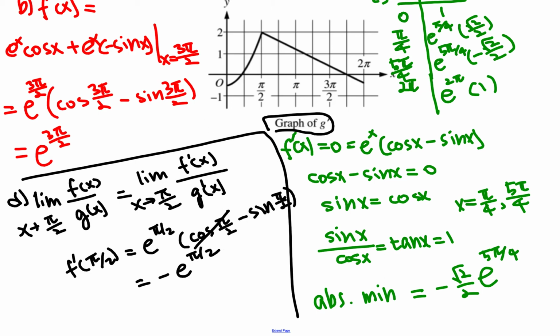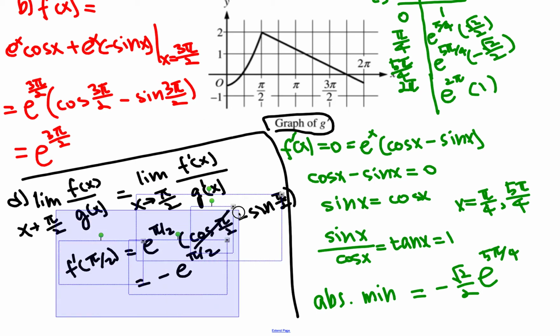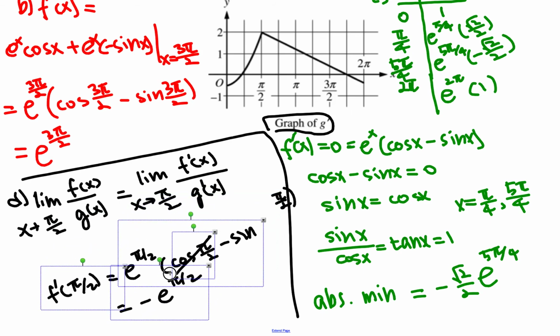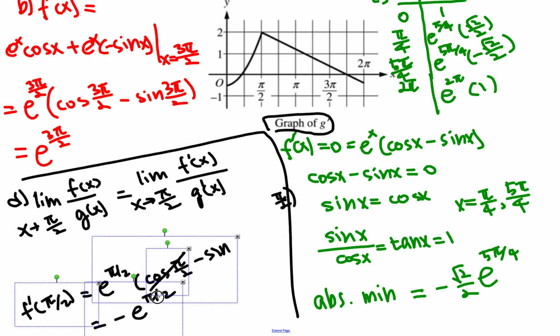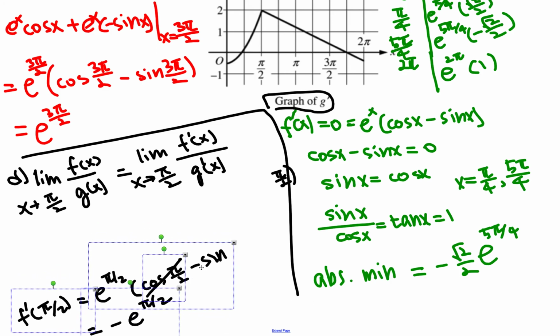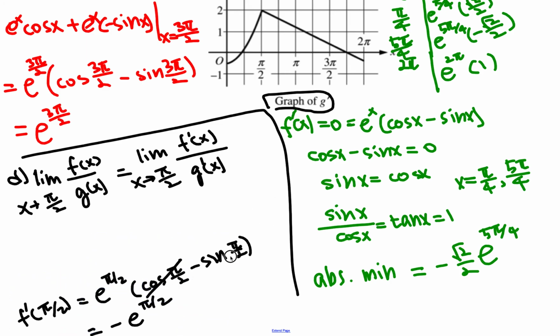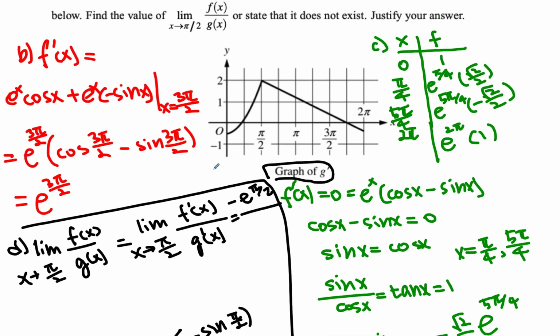Now, let me move this one to the bottom a little bit. So we figured out that my numerator will be negative e to the pi over 2, sorry about that. And the denominator is g prime of pi over 2, which from the graph right here becomes 2, so I'm going to write that down.